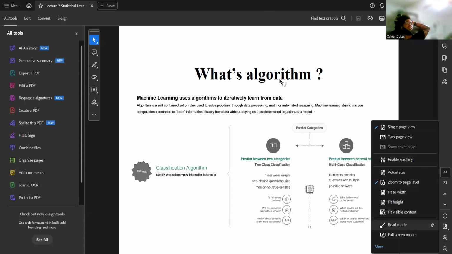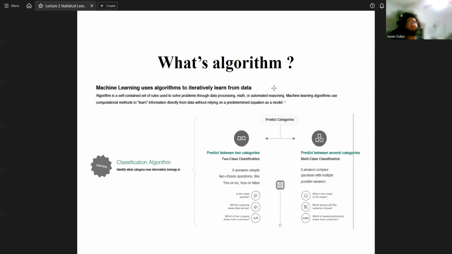So let's answer the question: what is an algorithm? Machine learning uses various algorithms to iteratively learn from data. An algorithm is typically a self-contained set of rules that is used to solve a problem in data processing using math or some sort of automated reasoning. Machine learning algorithms use computational methods to learn information directly from data without relying on a predetermined equation or model. As we covered in the last lecture, it actually learns the equation that it's attempting to model.